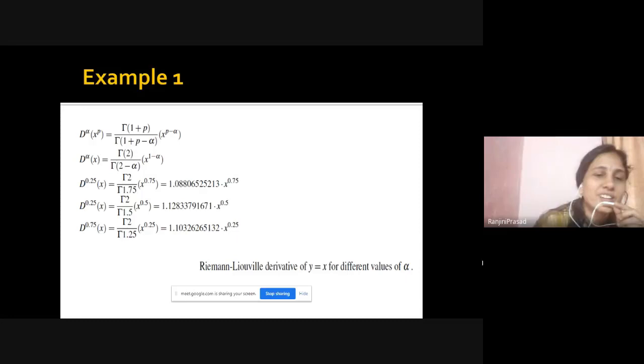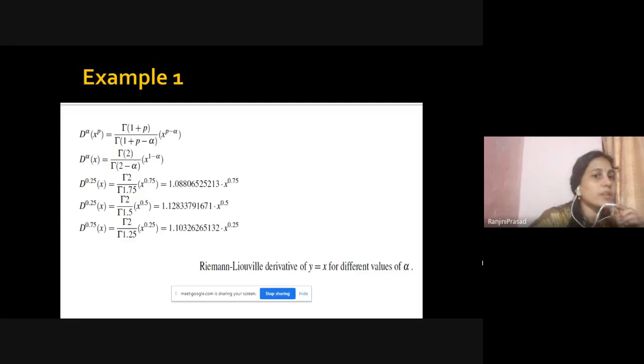So if you consider D alpha of x power p, again by the definition we have proved in the Riemann-Liouville operator, most of the problems here I'm going to use Riemann-Liouville and Caputo only. So D alpha x^p means I'm using the Riemann-Liouville fractional derivative form. Using that, our formula is gamma of 1 plus p by gamma of 1 plus p minus alpha, x power p minus alpha. That we have seen on the previous slide. So for y equal to x, p equal to 1, if you substitute, you'll get gamma 2 by gamma of 2 minus alpha, x power 1 minus alpha.